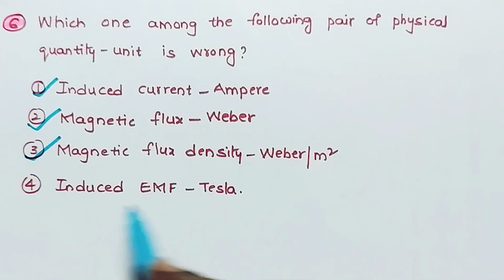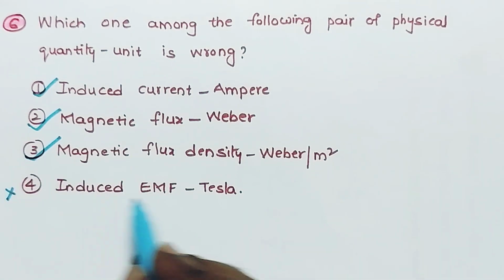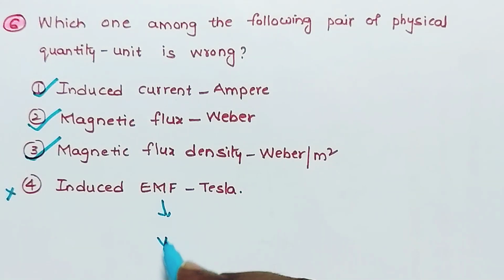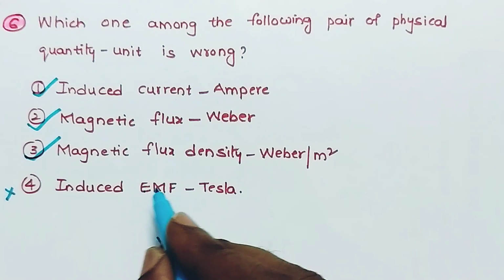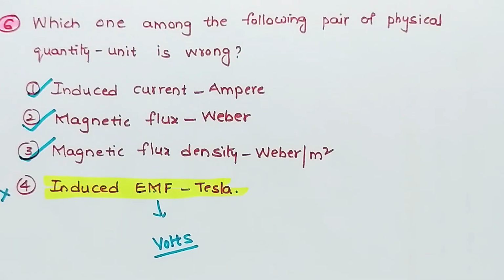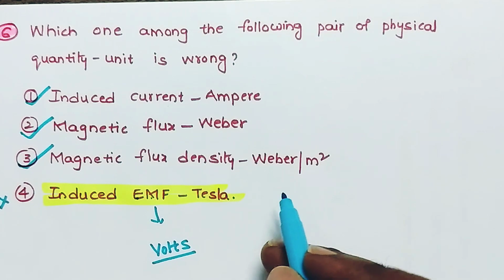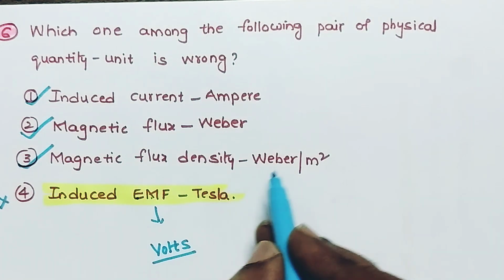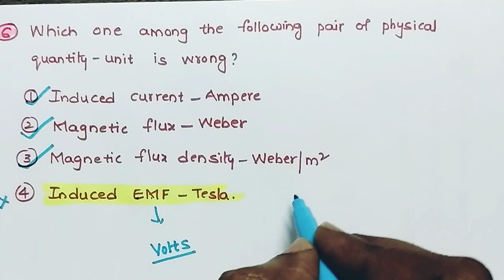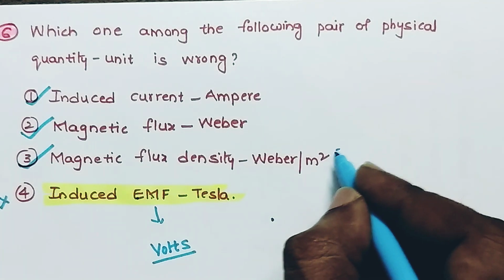Induced EMF, Tesla. So this is not correct. Induced EMF is measured in volts. EMF means electromotive force. It is measured in volts. So the answer is fourth, induced EMF Tesla. Here we have to learn one topic, that is magnetic flux density is measured in Weber per meter square, and 1 Weber per meter square is also known as Tesla.